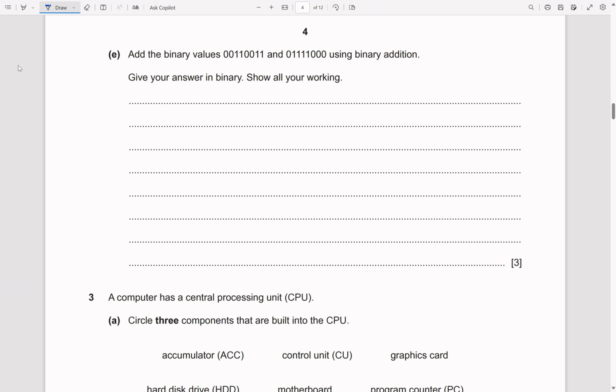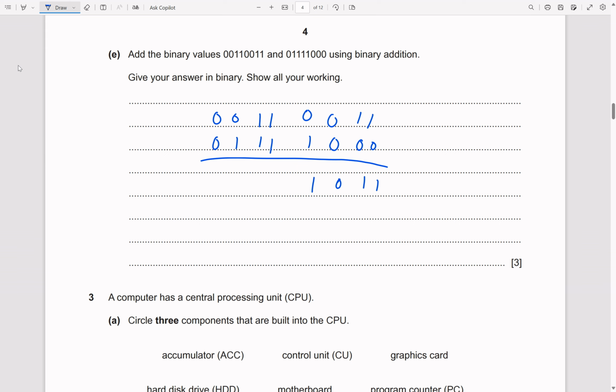Then just binary addition. So let's write these out, and let's be careful about where to put the columns, so let's line them up properly. Right, so 1, 1. Alright, so binary addition then. 1 plus 0, that's going to be 1. 1 plus 0, that's 1. 0 plus 0 is 0. 0 plus 1 is 1.